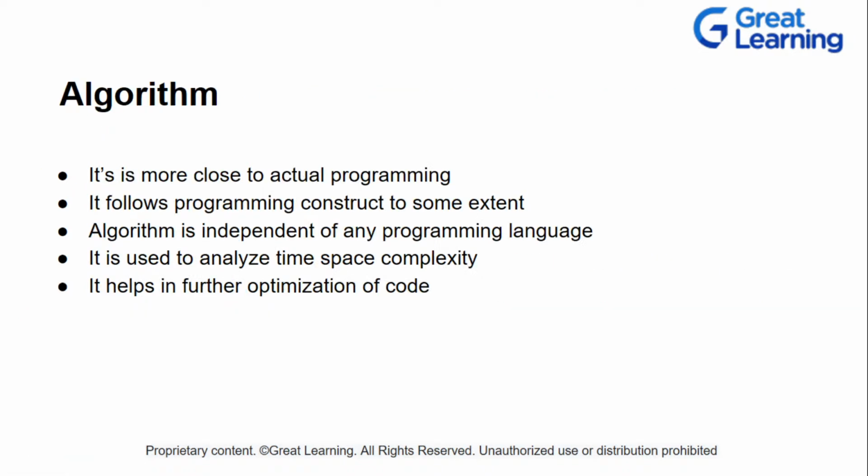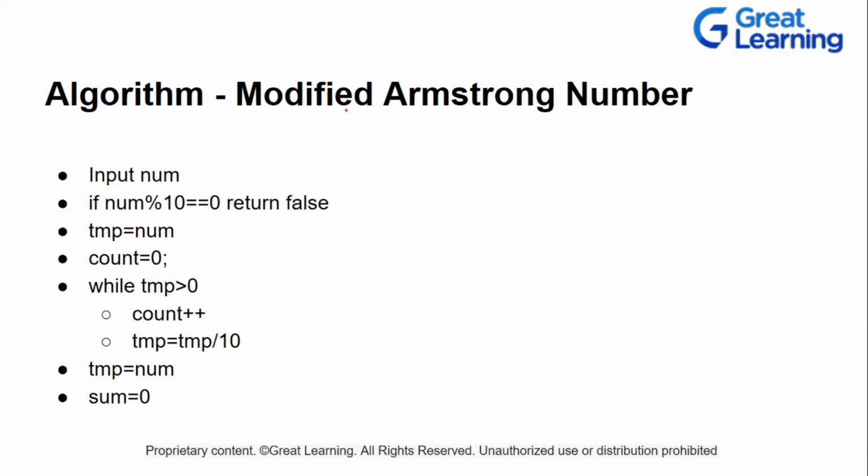Now, what is an algorithm? Here we will be close to actual programming. How do you use your programming constructs? Some of the programming constructs will be followed, like while conditions and if conditions. And obviously this algorithm is again programming language independent. No programming language is followed, but it will help you analyze the time and space complexity of your problem, and it will help you optimize it further. Let's suppose you want to find the most efficient algorithm. This will help you, obviously. Now let's see what the Armstrong number is and how you write the algorithm.